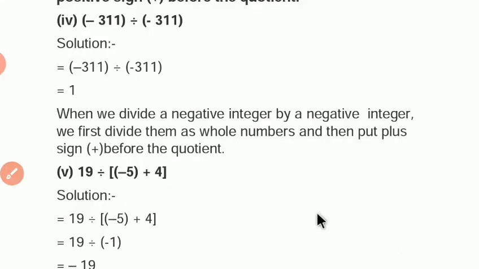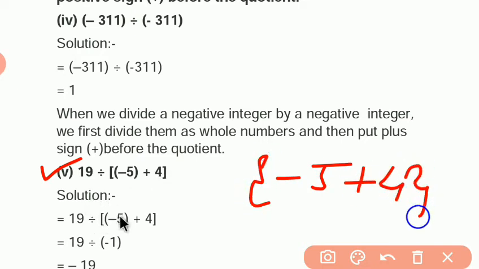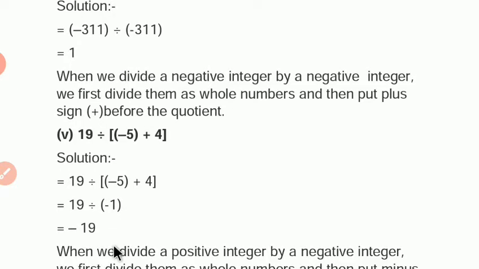Question number 5. 19 divided by minus 5 plus 4. Here minus 5 plus 4 is given in bracket. It means first you have to solve this one. So minus 5 plus 4 means minus plus minus. It means 5 minus 4. So 5 minus 4 is 1 and sign will be according to the bigger number and here bigger number is 5. So its sign is minus. So answer will be minus 1.